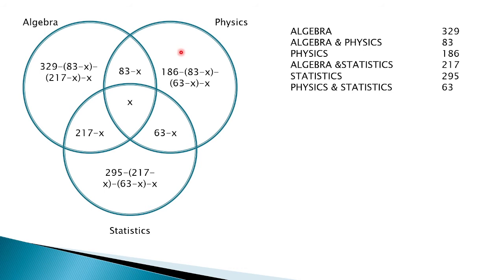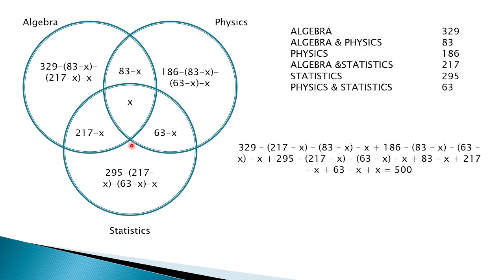So, ganun klase yung gagawin natin. We equate or we add each region. We have this region, plus this one, plus this one, plus this one, plus this one, plus this one, plus this one. So, ganun lang yung gagawin natin. Tapos, equate natin sa 500. And we can now get the number of students who are taking all 3 subjects. So, sample. Gawin na natin. So, ito yung equation natin. Medyo mahaba lang siyang isulat.